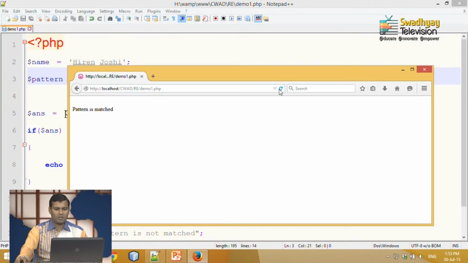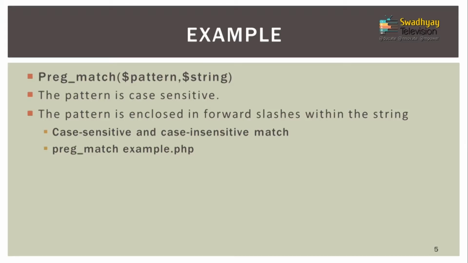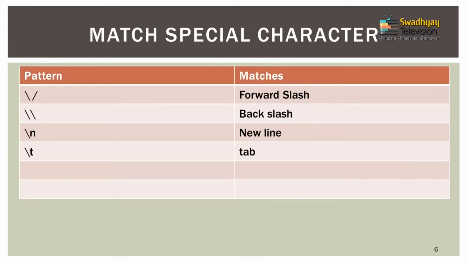So now it says the pattern is matched. This is the preg_match function. This function is very helpful and we will use it. I take the same example here because the pattern is case sensitive, and the pattern is always enclosed in forward slashes. Within the string, I can use /i for a case-insensitive match.